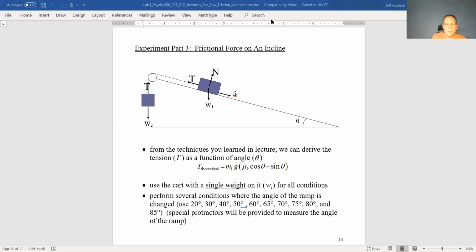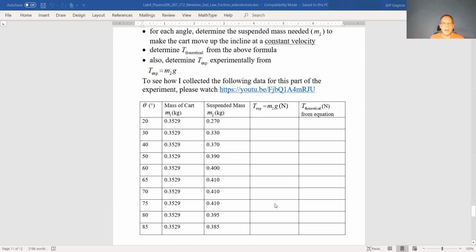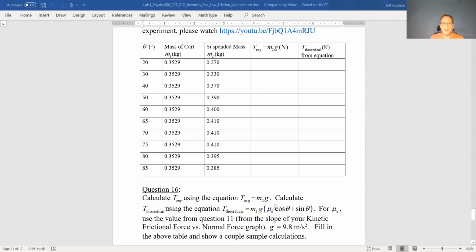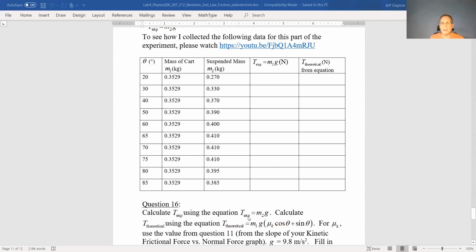Okay, so let's go back to the handout. All right, so we just derived this equation, right? So T theoretical is m1g times the quantity mu k cosine theta plus sine theta. So in the table here, you're first going to compute the experimental tension. Remember that dealt with the hanging mass, right? And since it was moving at a constant velocity, the acceleration was 0. So the tension in the string experimentally was simply equal to the weight of the hanger.